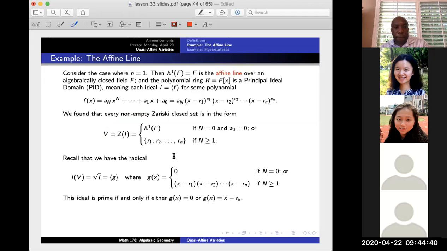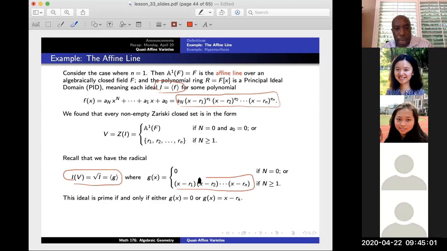Actually, since we have the Zariski closed subset, we can talk about its ideal. And we know from the Hilbert Nullstellensatz that its ideal is just the radical of the ideal I that we started with. So literally, if we have a polynomial f that has these weird exponents e1 through en, then g here just says, just get rid of the exponents. That's what the radical does.